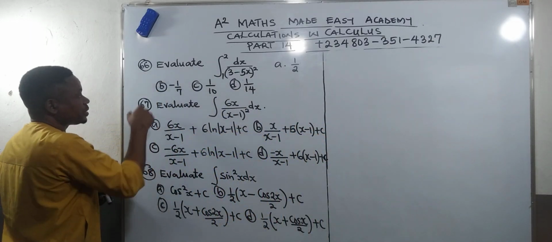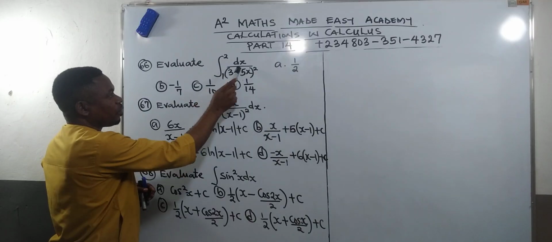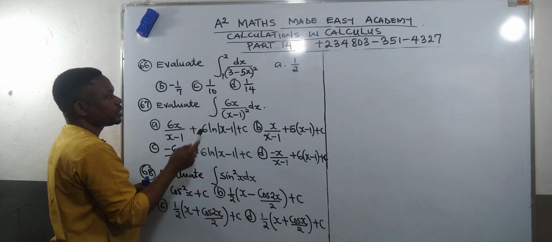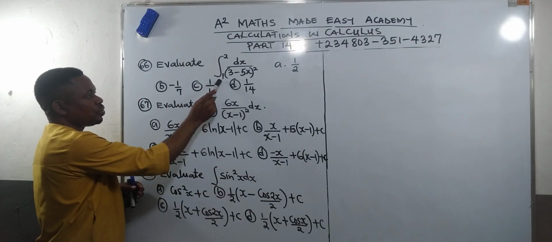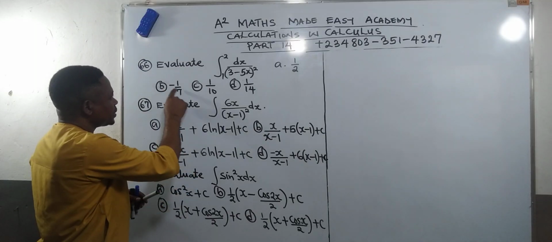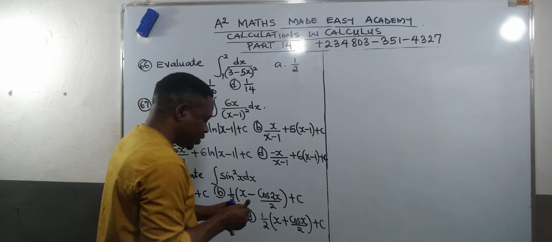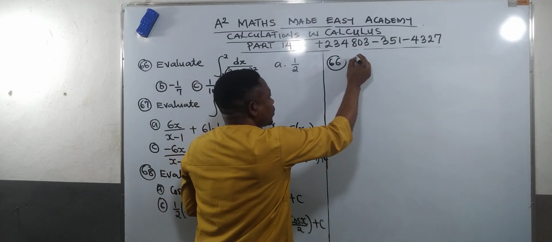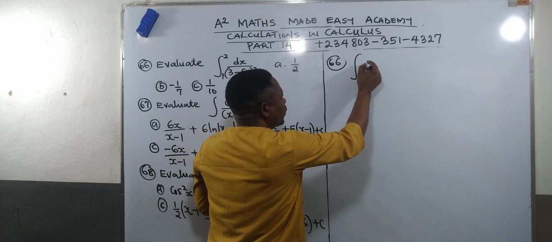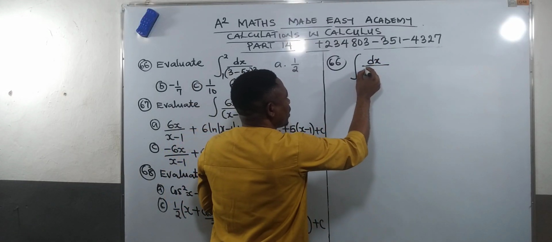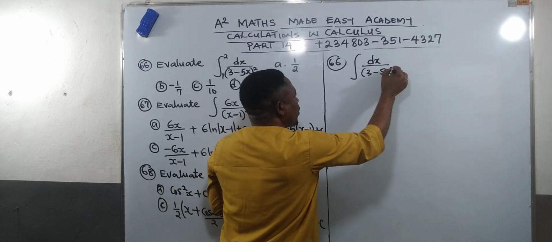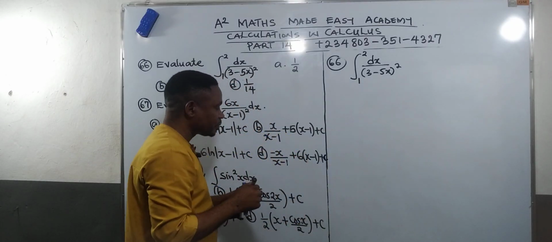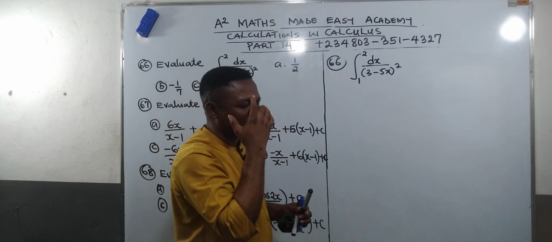The question says, evaluate the integral of dx all over (3 minus 5x) all squared, bounded by upper limit 2 and lower limit 1. Now these are the options. Can we trash this question? Number 66. We are asked to evaluate the integral of dx all over (3 minus 5x) all squared, bounded by upper limit 2 to lower limit 1.